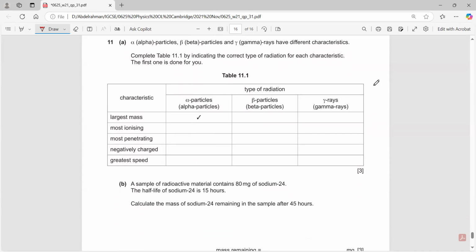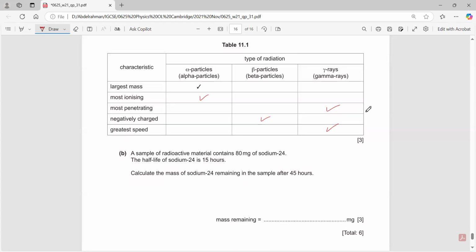Question 11. Okay, this is a nice question. The largest mass is the alpha particles. The most ionizing would also be alpha particles. The most penetrating, definitely not the alpha particles, gamma. Negatively charged, beta. Greatest speed, which is 3 times 10 to the power of 8, the speed of light.